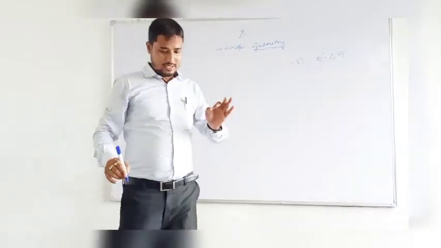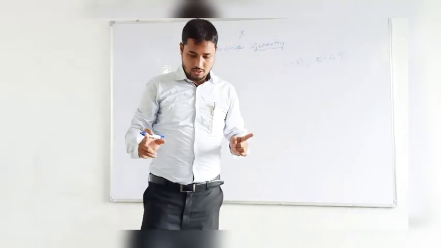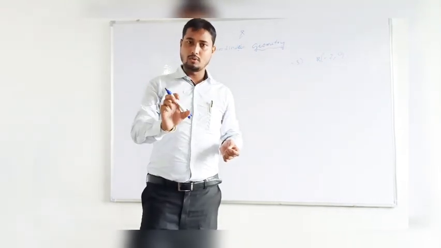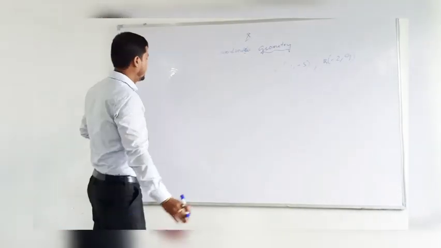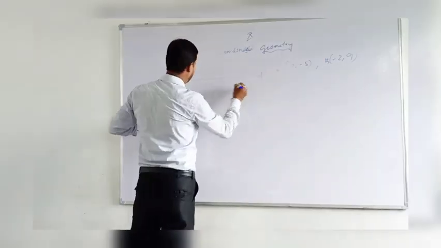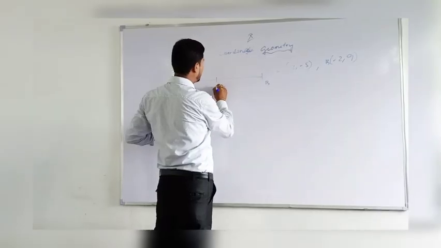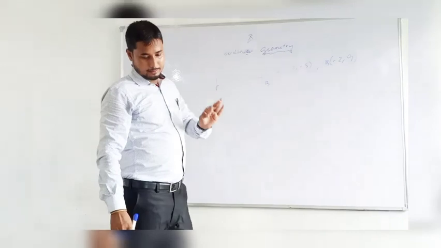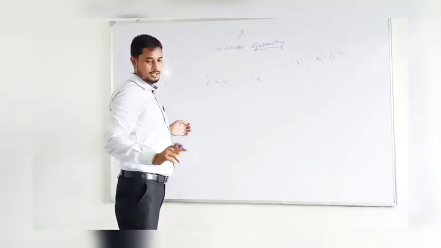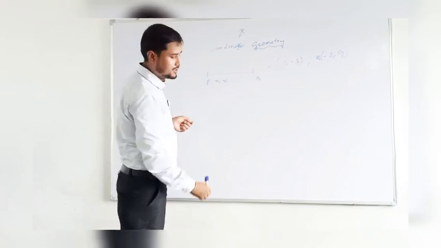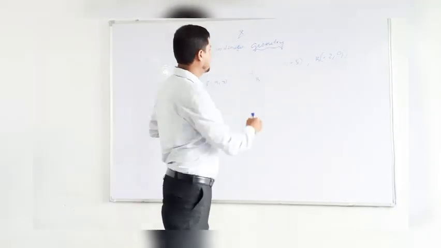Question number 10 is: find a relation between x and y such that the point (x, y) is equidistant from the points (3, 6) and (-3, 4). Suppose one point is A, the other is B, and P is (x, y). A is (3, 6) and B is (-3, 4).